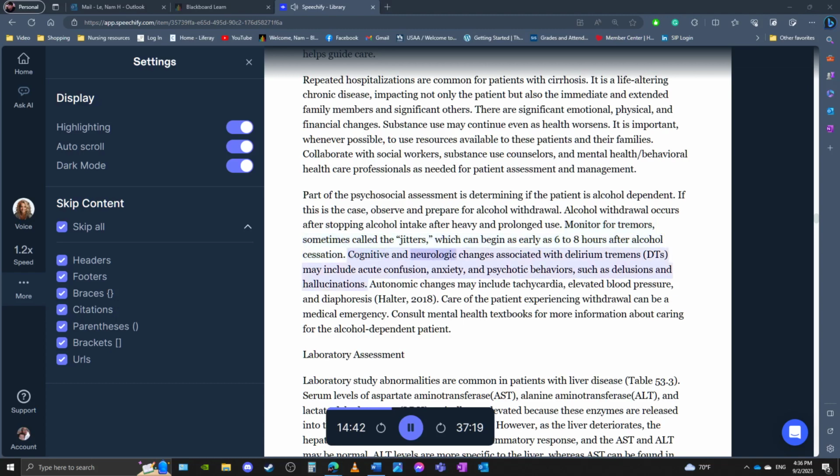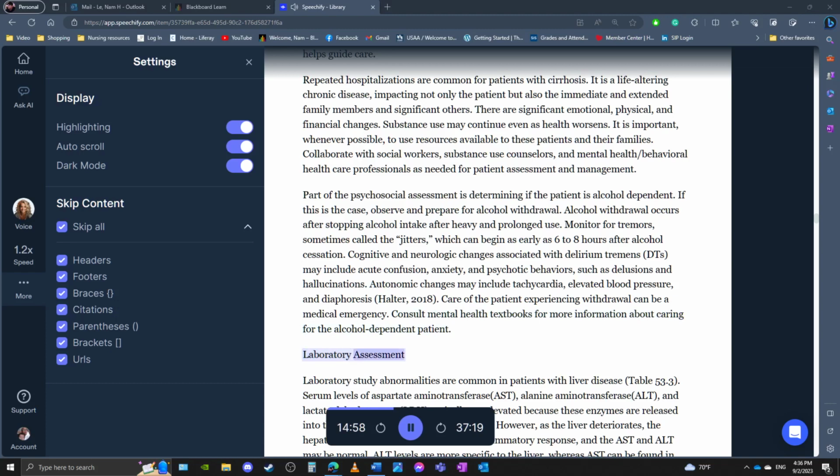Cognitive and neurologic changes associated with delirium tremens may include acute confusion, anxiety, and psychotic behaviors, such as delusions and hallucinations. Autonomic changes may include tachycardia, elevated blood pressure, and diaphoresis. Care of the patient experiencing withdrawal can be a medical emergency. Consult mental health textbooks for more information about caring for the alcohol-dependent patient.